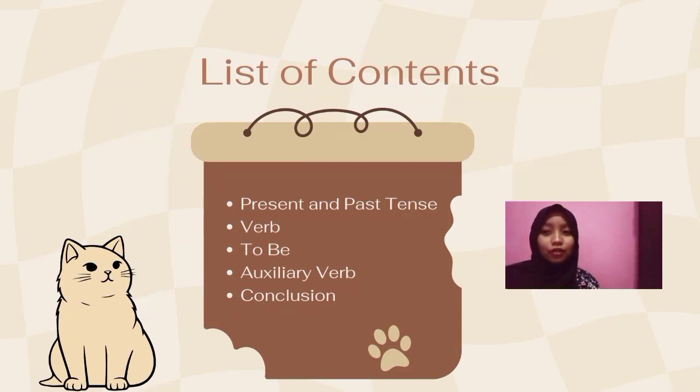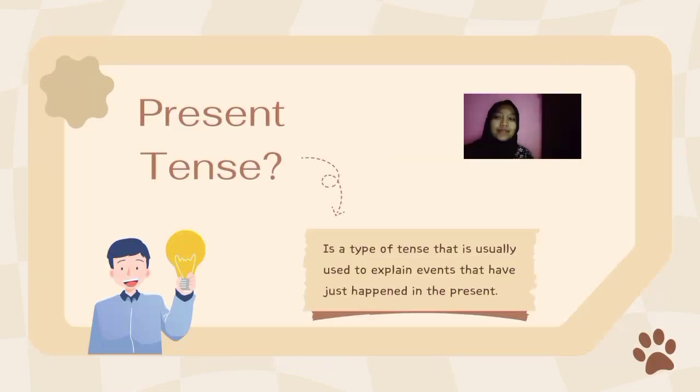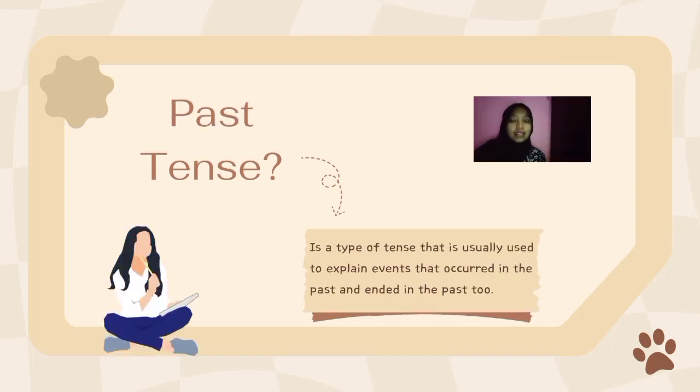We then have the definition of present tense and past tense. Number two is verb. Number three, to be. Number four, auxiliary verb. What is present tense and past tense? Present tense is a type of tense that is usually used to explain events that happen in the present. Whereas past tense is a type of tense that is usually used to explain events that occurred in the past.